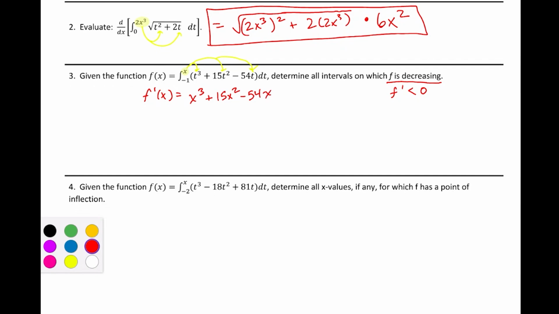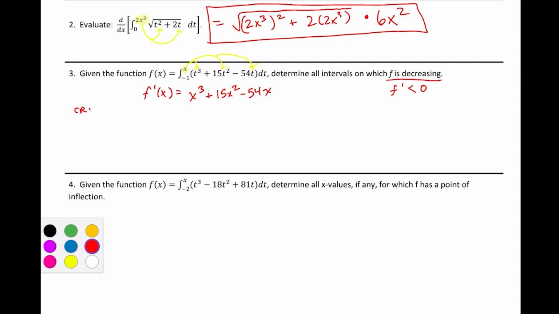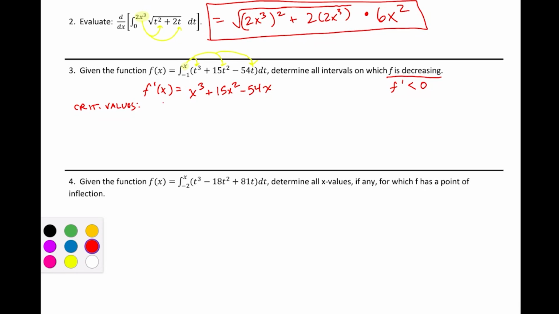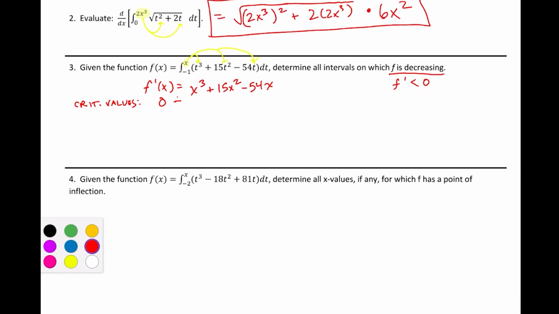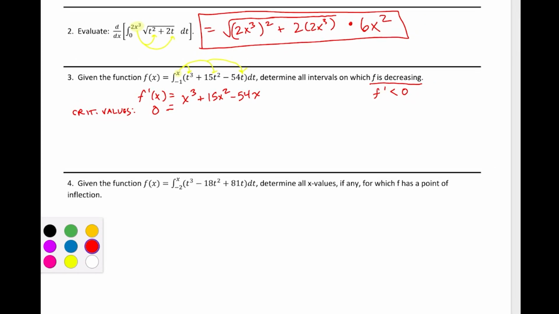All right, so we need to know where is f decreasing. In other words, where is f prime negative? So now we're going to find our zeros, find those critical values. And we find those by finding x values that make the function either 0 or undefined. Now, because this is a cubic, and cubic functions have a domain of all real numbers, this will never be undefined, but it may be 0. So we're going to find out what x values make this function 0.